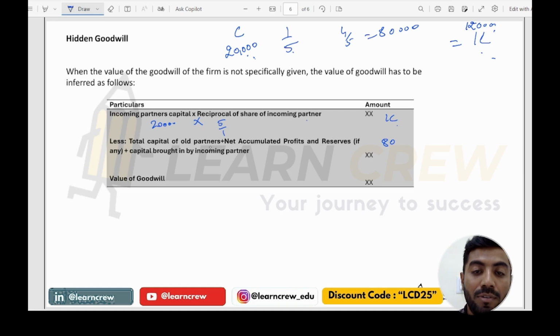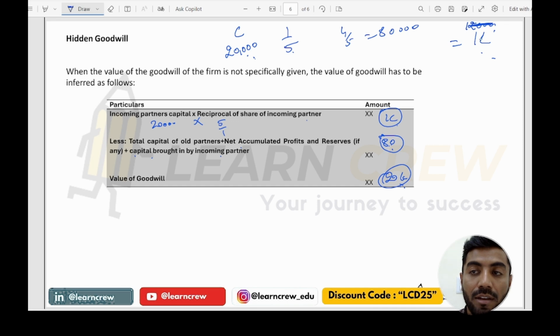Total capital of the firm plus net accumulated profits and reserve, if any, plus capital brought in by the new partner. Say for example, all put together we have 80,000. Then the value of goodwill, this minus this, will be 20,000. So the actual capital of the firm has to be 80,000 only, but they have 1 lakh. They have more than what is required. So that difference will be the goodwill.